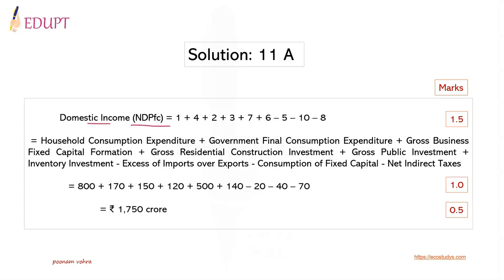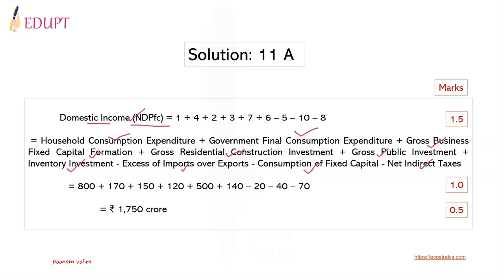So, first write down the formula of expenditure method, that is GDP at market prices: consumption expenditure, here given as household consumption expenditure and government final consumption expenditure, plus investment expenditure, which in the question is given as gross business fixed capital formation, gross residential construction investment, gross public investment and inventory investment, minus net exports given as excess of imports over exports. By including all these components, one gets GDP at market price. You need to find NDP at factor cost, so you will deduct consumption of fixed capital and you will deduct net indirect taxes to get NDP at factor cost.